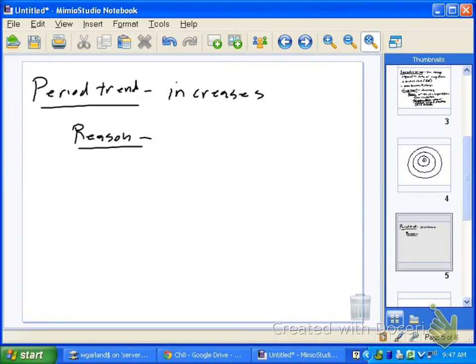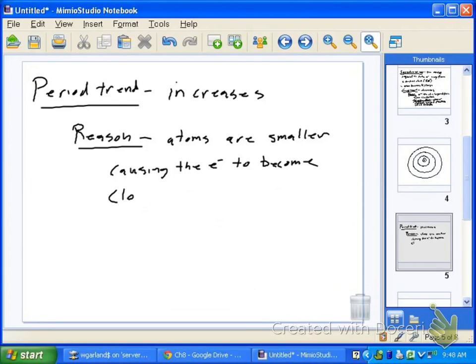Okay? So the reason it gets harder to take out an electron is that the atoms are smaller in size and the electrons closer to the nucleus. And if it's closer to the nucleus, we know that the force of attraction is going to be greater, right? Because opposites, when they get closer together, there's greater pull. So it's harder to take out that electron as you go across. Okay? The last one, hopefully we can get all of it down. If we don't, we'll just add to it tomorrow.